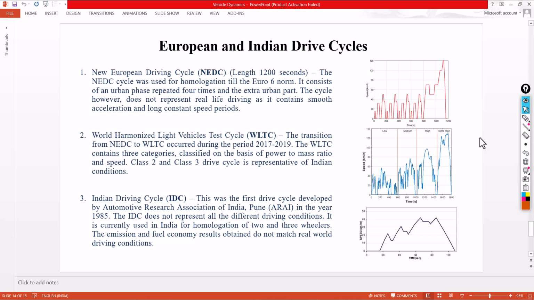As of now in India, this drive cycle is used only for the homologation of 2 and 3 wheelers, because the emission and fuel economy results obtained do not match real-time driving conditions. So whatever the case, we are going to use the Federal Test Procedure that belongs to US standards, which is inbuilt and available in Matlab. That's the drive cycle we are going to use in our simulation. Clear?